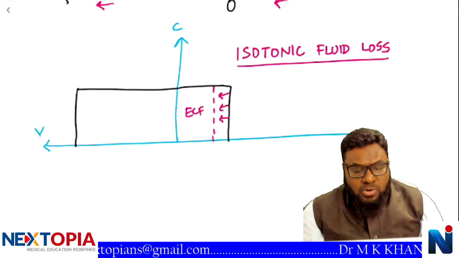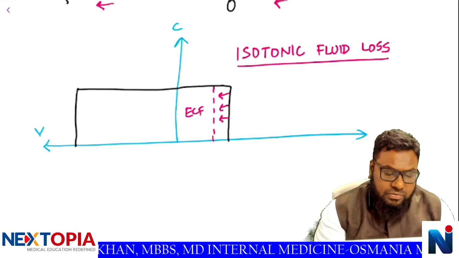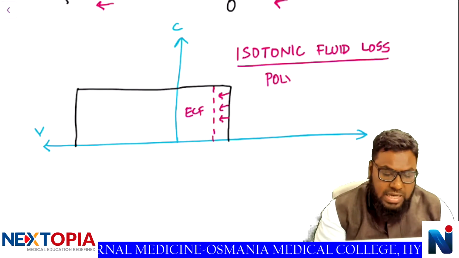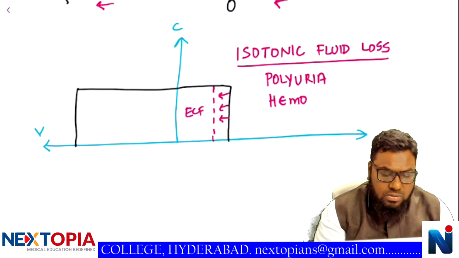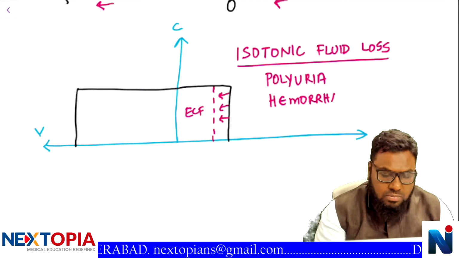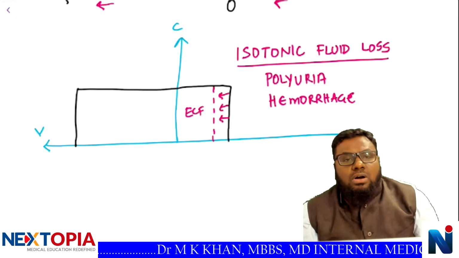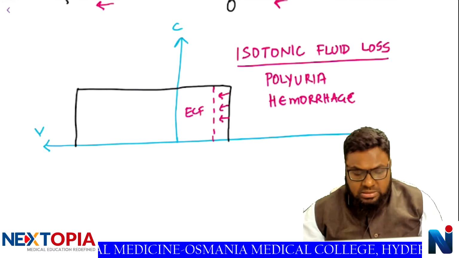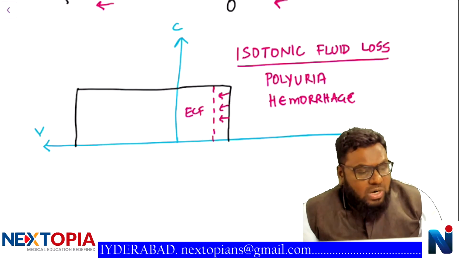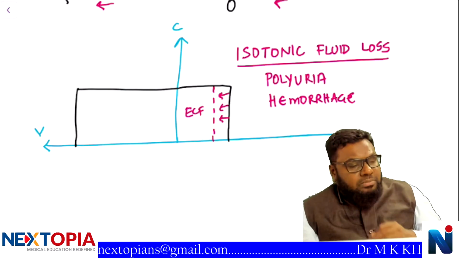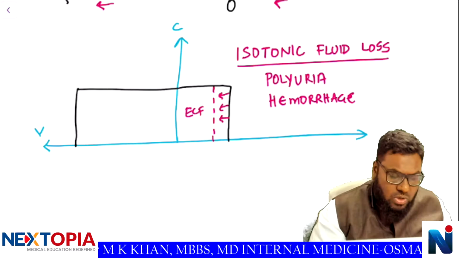That is, the body has lost an equal amount of water and solutes. For example, because of isotonic polyuria, or because of hemorrhage. In hemorrhage, this is the earliest finding, or as an early finding of diarrhea and vomiting also you find this. But the major example is hemorrhage. So solute concentration has not come down, but the volume of ECF has come down. So ICF is normal. This is the first important Darrow-Yannet diagram.